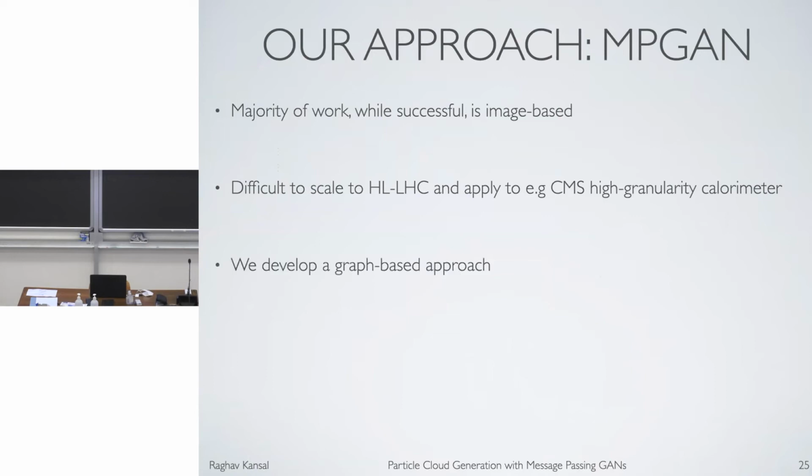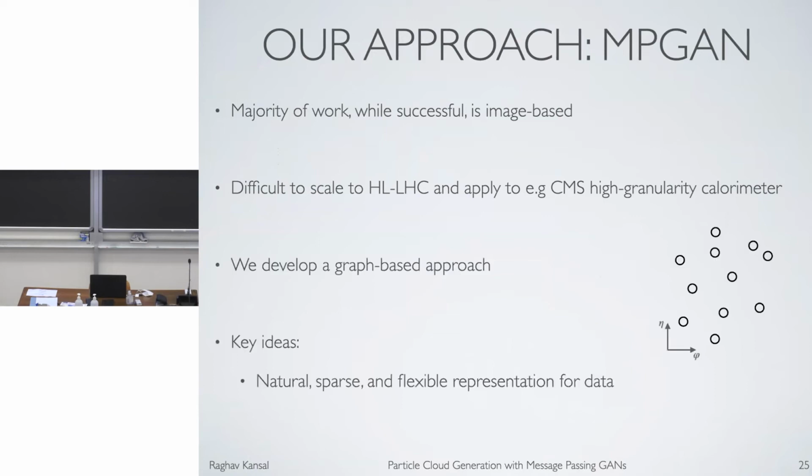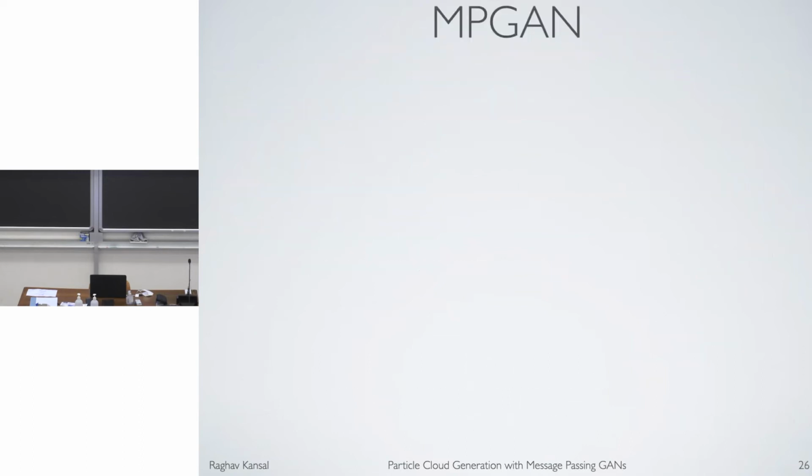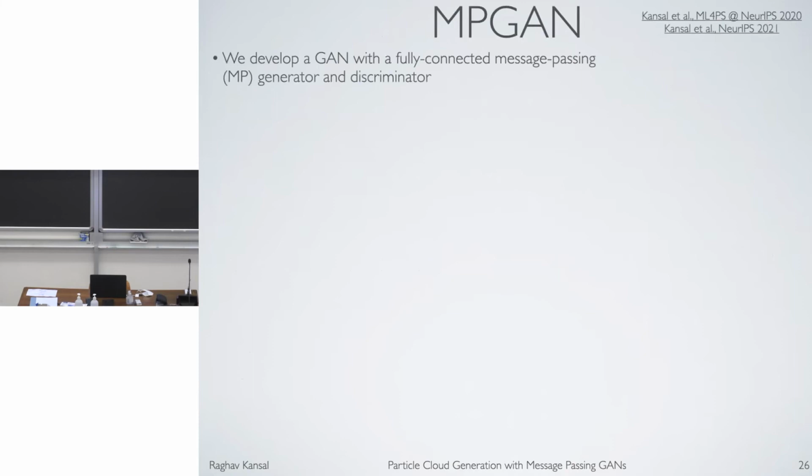And so we developed a graph-based approach where the key ideas are that we're taking this natural, sparse, and flexible representation for our data. And we want to learn the global features and interparticle correlations in our data sample, like the jet structure and the shower structure. Okay, so I'll walk through the architecture.